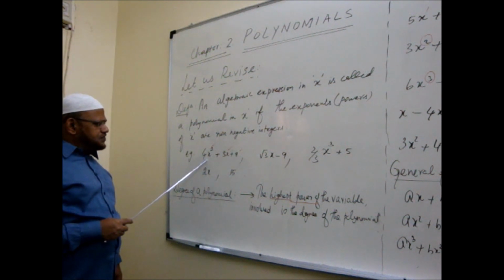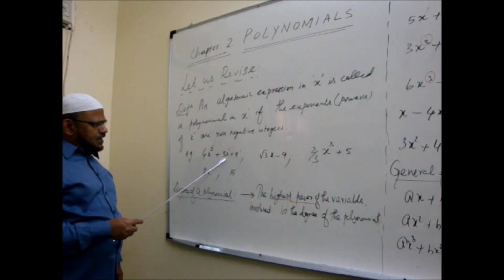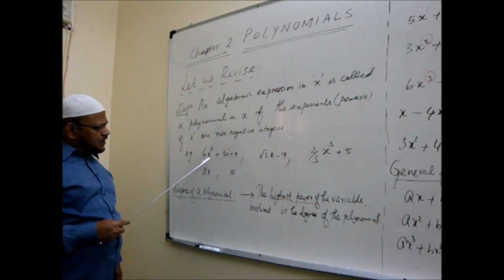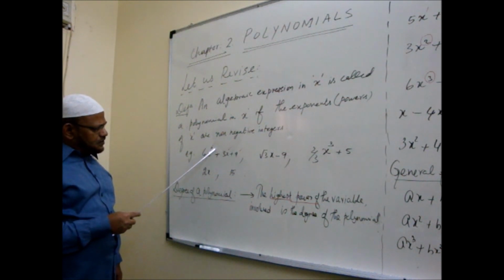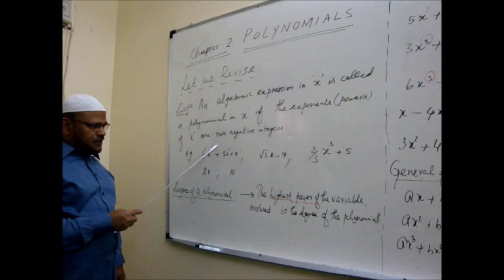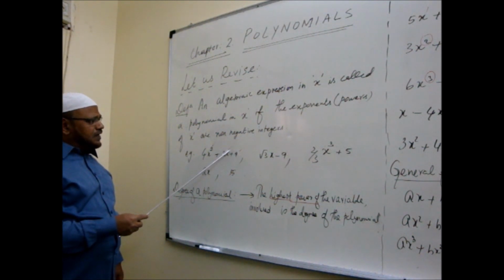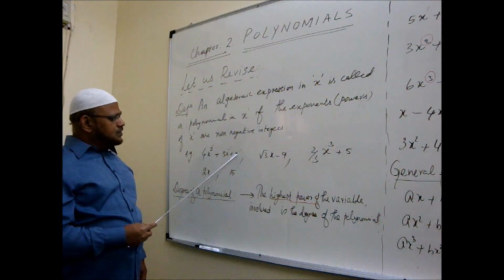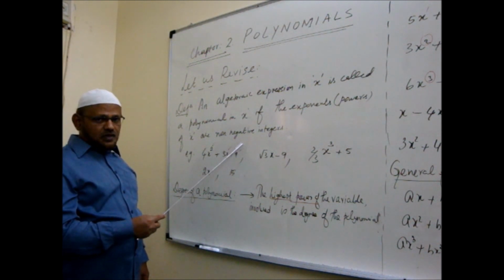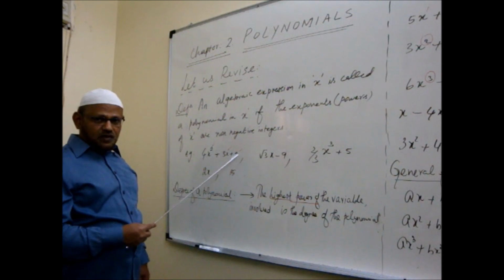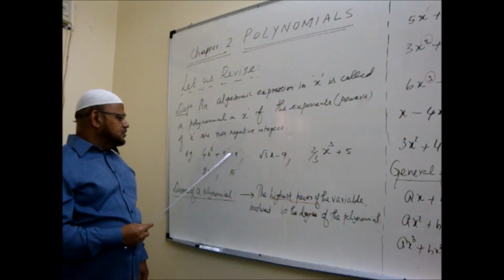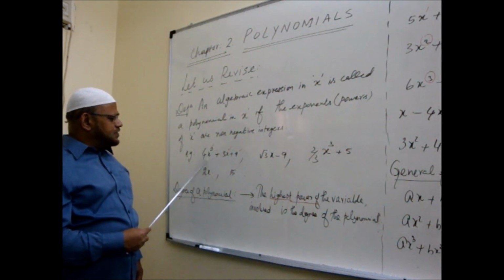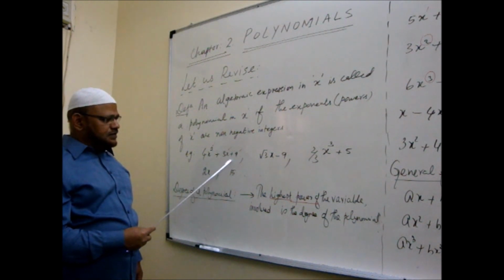See, 4x square plus 3x plus 9. I check in each term what the power of x is. Here it is 2, a non-negative integer, a whole number. In other words, x means x power 1 only. Here there is no x, so in 9 you take x power 0. X power 0 is 1, and 9 into 1 is 9. So here in all the terms, the power of x is a non-negative integer.